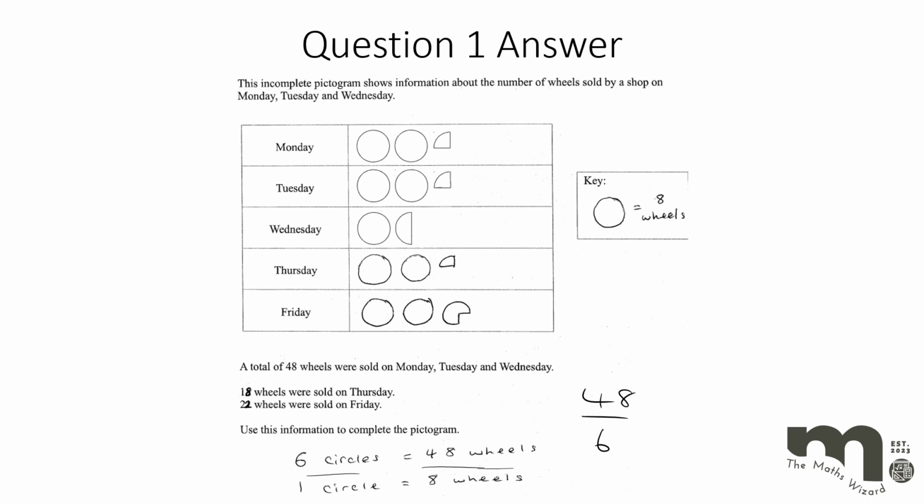So on Thursday and Friday we've got 8. For Thursday we've got 8 and 8 to make 16, and then you've got the extra 2 there from that quarter circle. And on Friday we've got 8, 8, and then we've got 3 quarters of 8 there, which is 6 to get your 22 wheels on Friday. Okay, let's go to another question then.